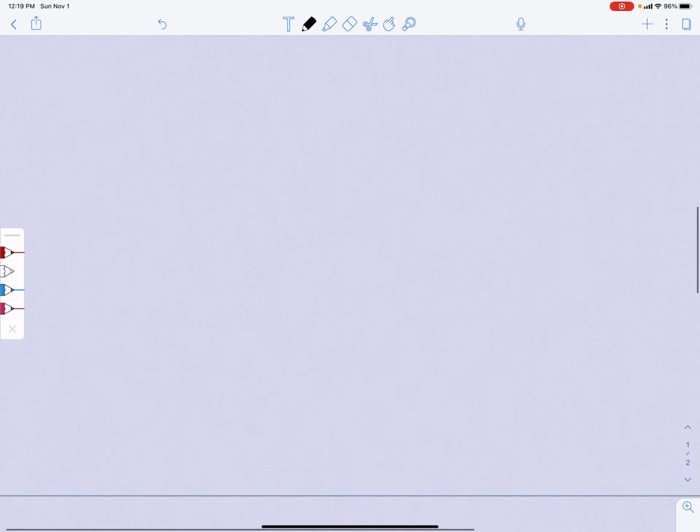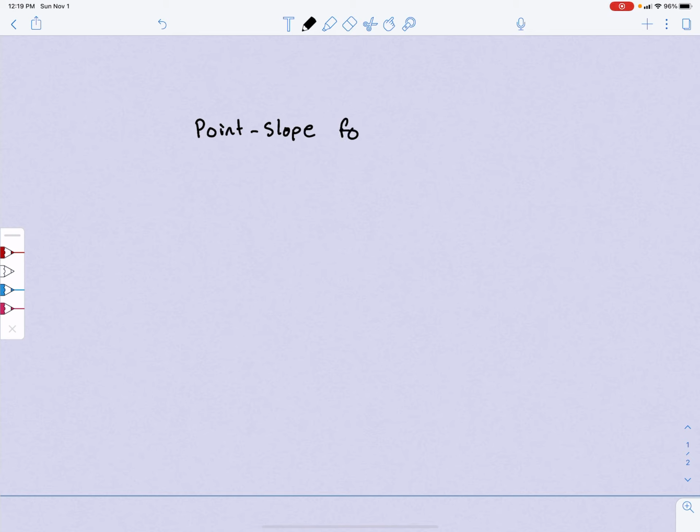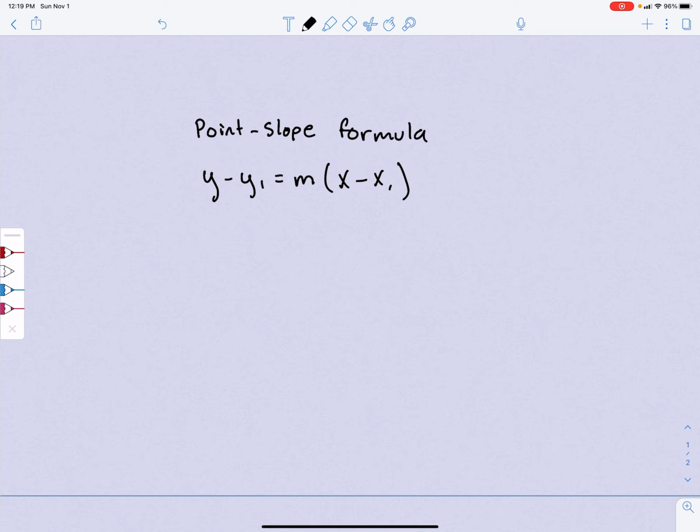Now we're going to look at the other scenario, which is a little more complicated. This next one is when they give you the slope and a point. So this is called the point-slope formula, because that's what they gave me. They gave me a point and the slope. And that formula is y minus y1 is equal to m times x minus x1. This one actually requires some math after you plug some stuff in.